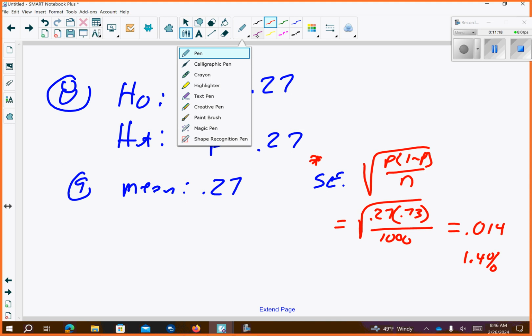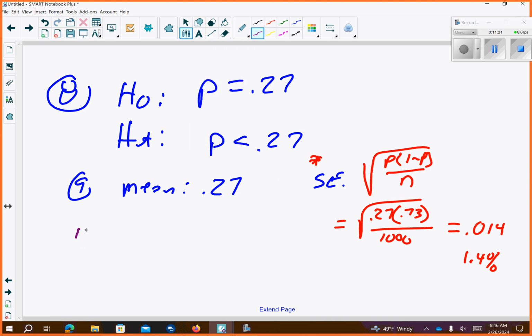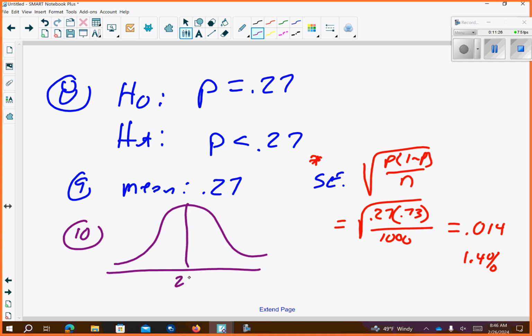We can create our normal curve based on this. Our normal curve is going to look like this. So this is 27%, and then add 1.4 to each. So I go 28.4 here, 29.8, and 31.2. These are all percents. Subtract: so 25.6, 24.2, and 22.8.